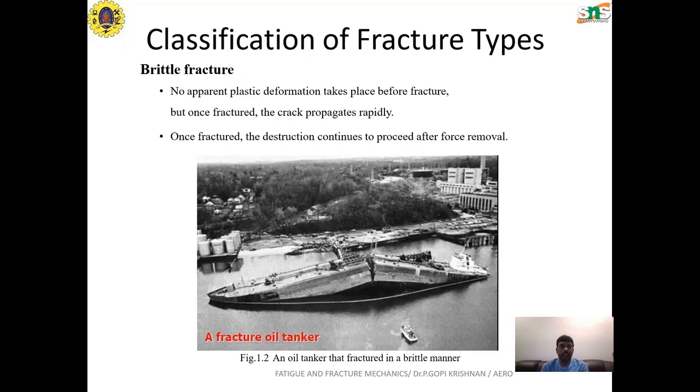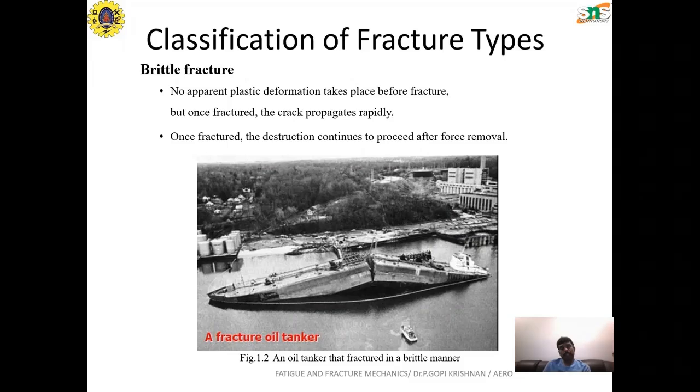The classification of fracture types, it can be called as the brittle fracture or the ductile fracture. So the picture shown in this slide gives a perfect example of the fracture of the type brittleness. So the brittle fracture experiences no apparent plastic deformation, and this plastic deformation takes place before fracture, but once fractured the crack propagates rapidly.